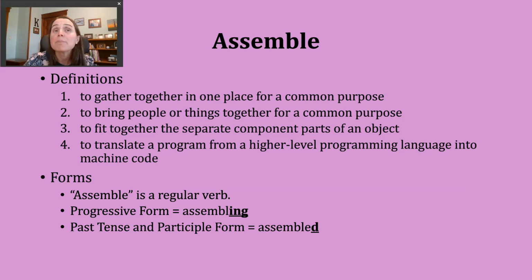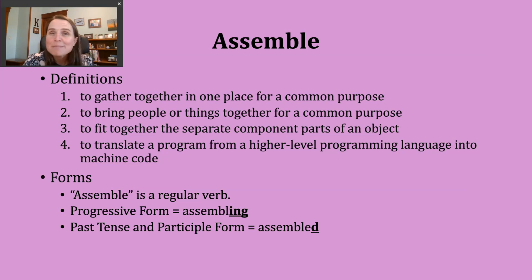For now, though, you should know that assemble is a regular verb. If you want to make the progressive form of this verb, you're going to drop the E on the end, then add ing to form assembling. The past tense and the participle forms of this verb can be made by just adding the letter D, since this verb already ends in an E.